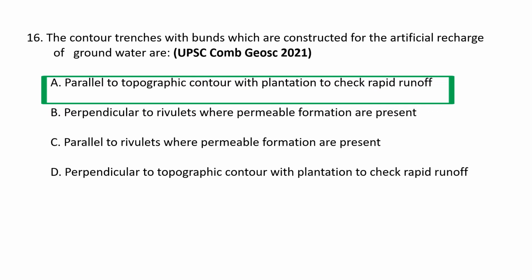So contour bunding involves the construction of narrow based trapezoidal embankments. These are also known as the bunds along the contours to impound water behind them, which infiltrates into the soil and ultimately augments groundwater recharge. So these are the contour bunds. They are constructed parallel to the topographic contour with a plantation to check the rapid runoff.